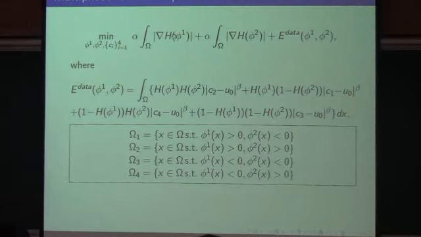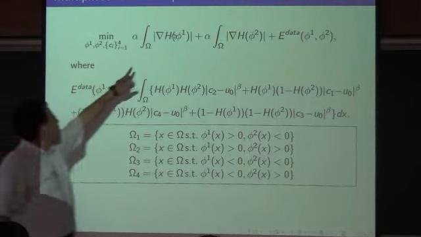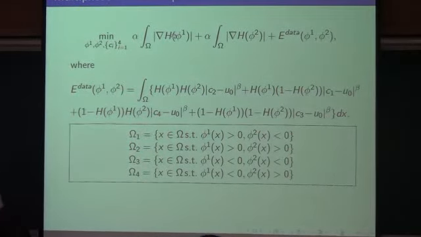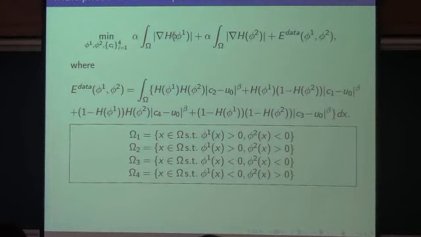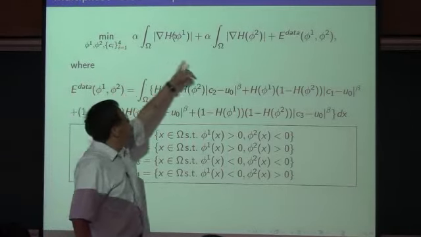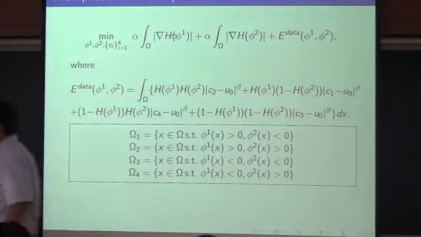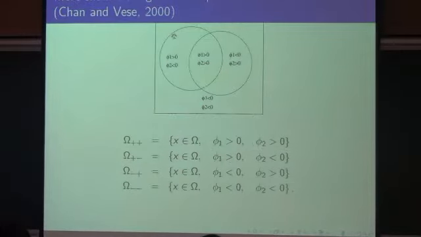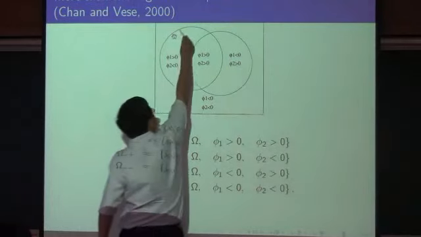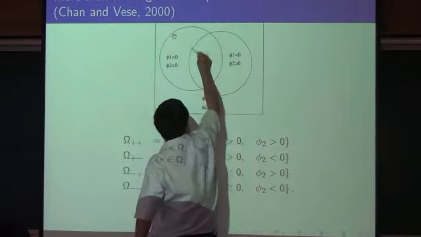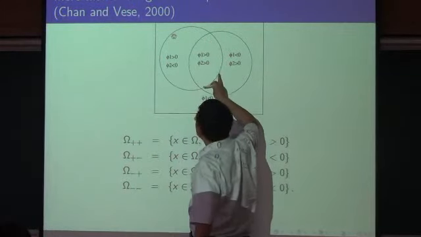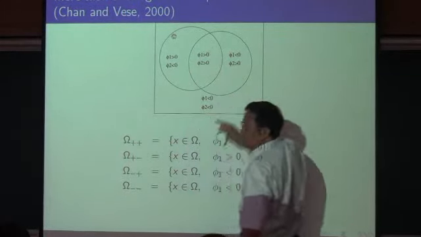You turn it into a minimization with phi. But for the minimization of this one, if you use the original Mumford-Shah, you want to minimize the length of all the interfaces. So here, essentially, this is the total variation of phi 1, and this is the total variation of phi 2. These are the length of this boundary plus the length of this boundary.